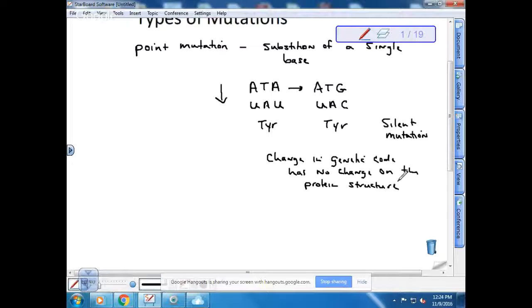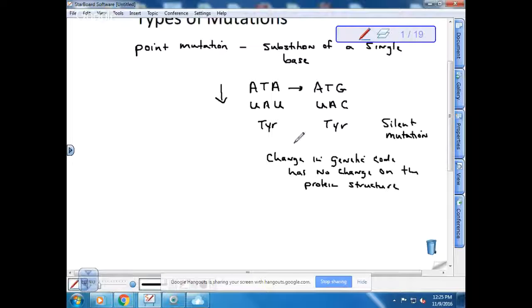So we talked about how there's only like 20,000 genes in our genome. So there's lots of genetic material that doesn't code for anything. And so if we have a mutation there, it's obviously not going to have much of an effect. So we start to accumulate mutations.